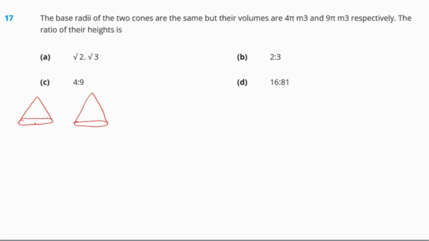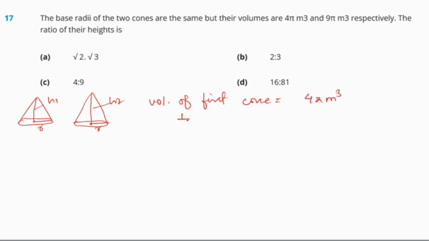Okay, and the base radii of both the cones are the same, which means this radius and this radius are the same, but the heights are different. So this we can take as h1, this we can take as h2. Okay, and their volumes are given to us. If we take the volume of the first cone, which is given to us as 4 pi meter cube.